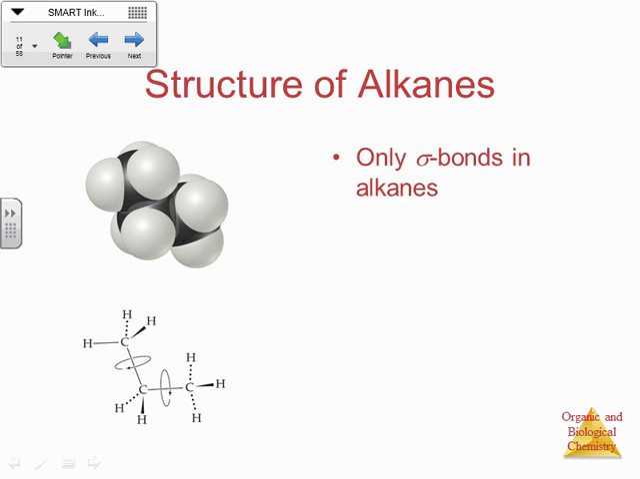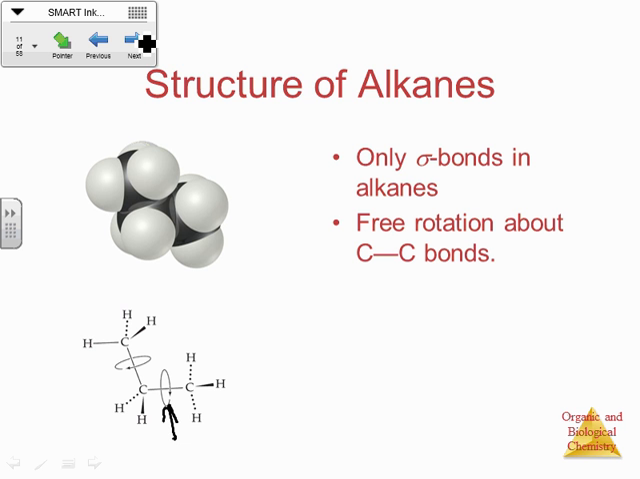There's only sigma bonds in alkanes because we only have single bonds, so there's no pi bonding. What that means is there's free rotation around the carbon-carbon bonds. In other words, I can take this molecule and I can sort of spin it in certain places, and it doesn't really change the arrangement. You've got this carbon-carbon bond right here. I could spin this thing around, and it wouldn't really affect the nature of the molecule at all because there's only a single bond there.